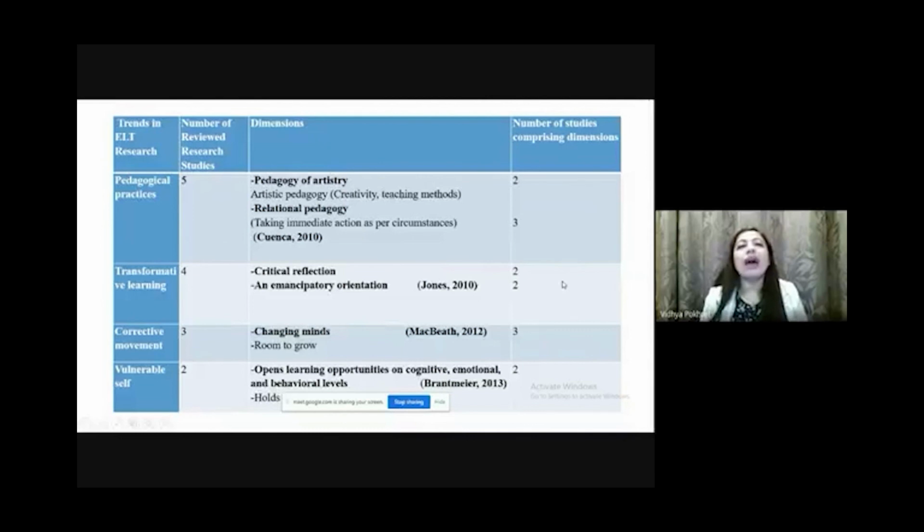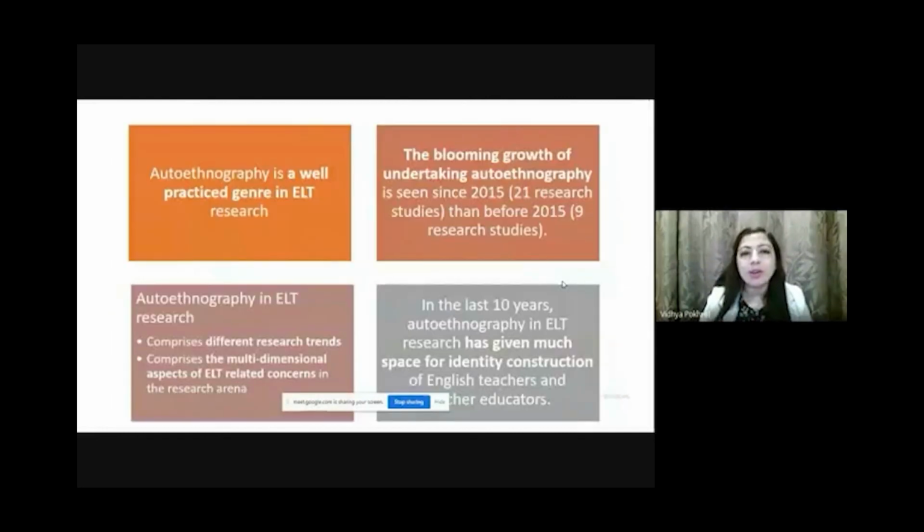So also, I have separated here the dimensions of the study under those research trends, and I have divided the number of studies comprising those dimensions. So it might take much time to explain this here. So I'm going to move ahead talking about the conclusion. And now, autoethnography is a well-practiced genre in ELT research. I came to this conclusion here, though Kanagraja claimed that it is the rising genre in ELT research.